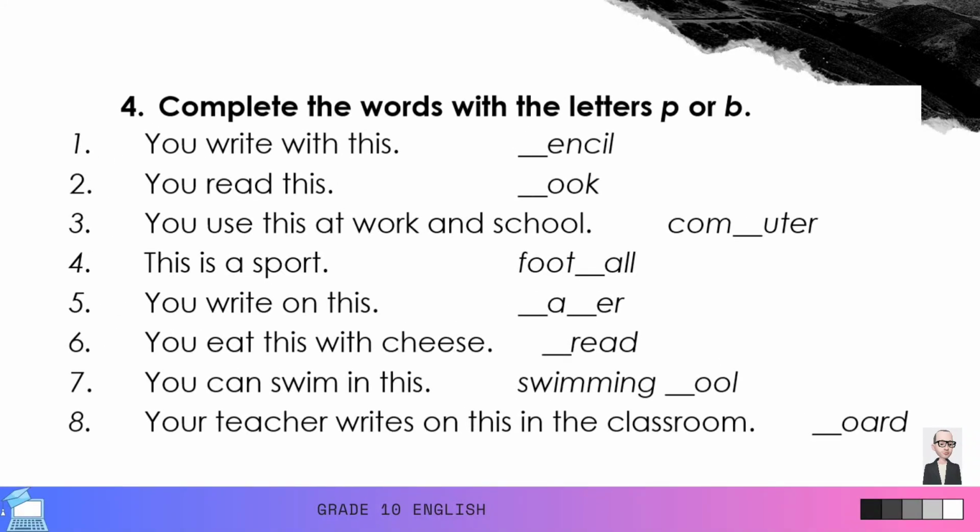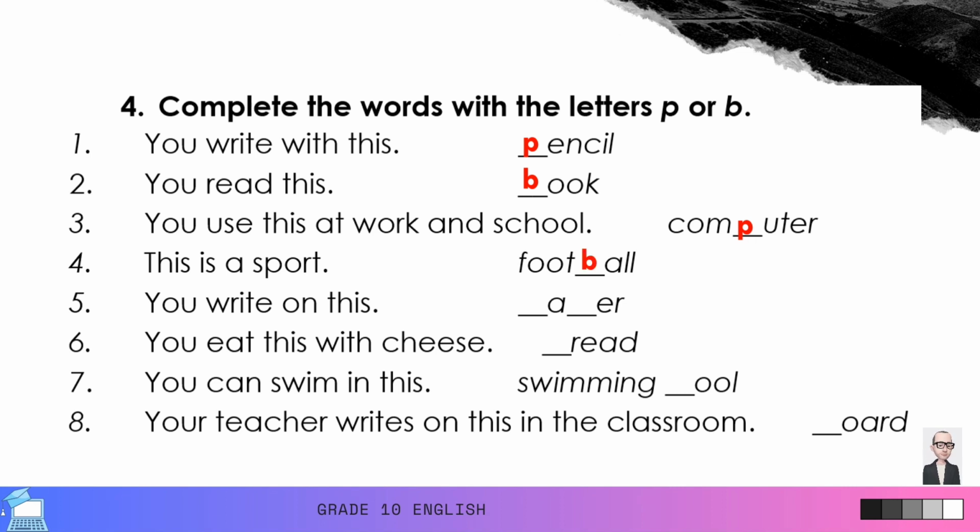What you will have to do is complete the words with the letters P or B, or if we are talking about sounds, it's the P as in police, or the B sound as in book. You write with this, the first one, and this is of course pencil, P. You read this, that will be book. You use this at work and school. The missing letter is P, computer. This is a type of sport, that will be football with a B.